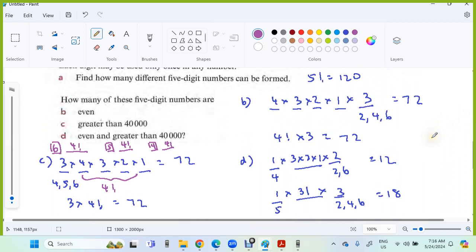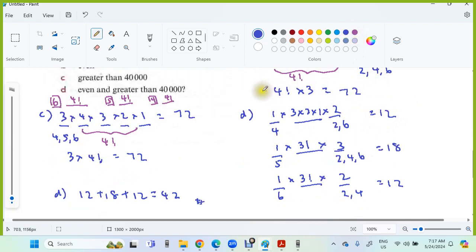So for the B here, I can end with 2, then in front I have 4 factorial. I can also end with 4, in front we have 4 factorial. I can also end with 6, then in front I have 4 factorial. So over here, this is 4 factorial, and we have 3 endings. So we have 4 factorial times 3 here.